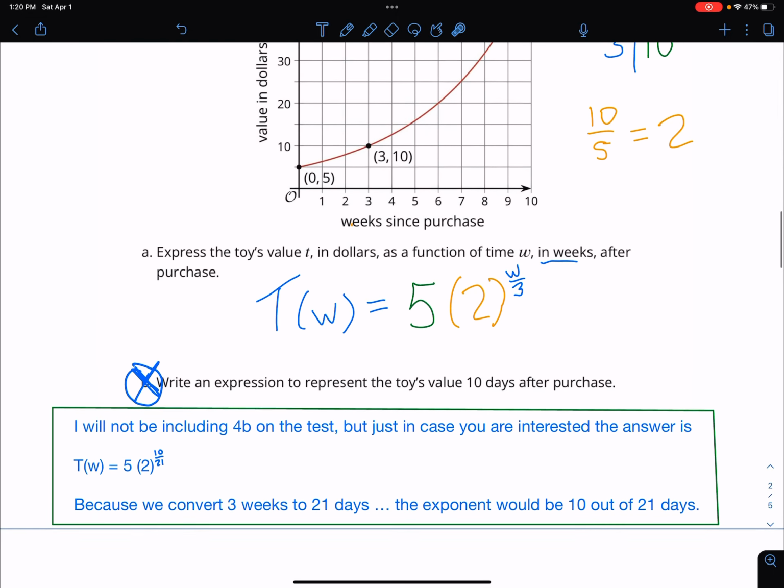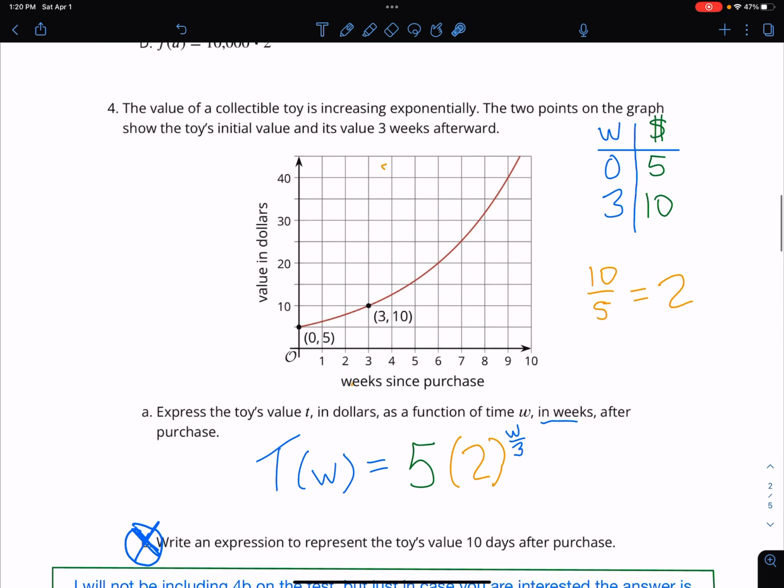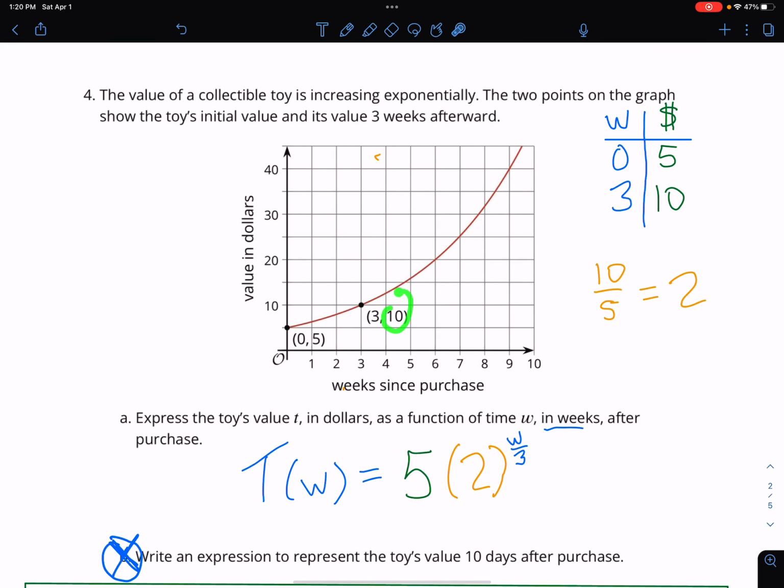But like I said, I'm not going to put B on the test. I just want you to be able to find the growth rate by dividing this by that. Throwing it in right here. And then figuring out how much is going on right here in our exponent.